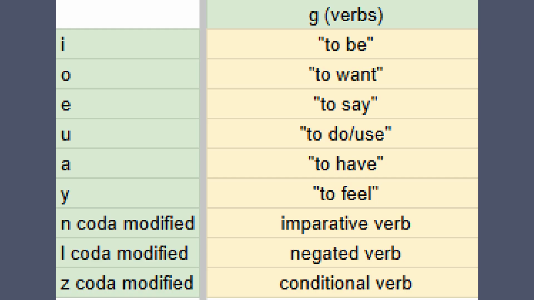The la, na, and za affixes also appear on verbs, making the verb negated, imperative, and conditional, respectively, infixed right after the root verb. But those only mark mood. How do you mark tense?